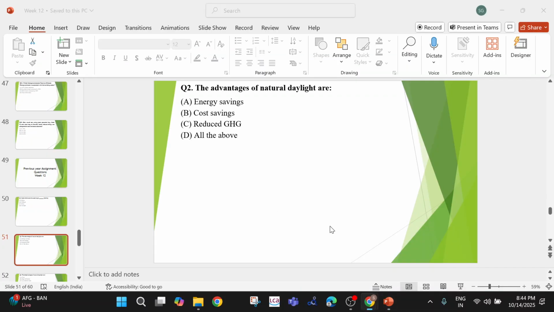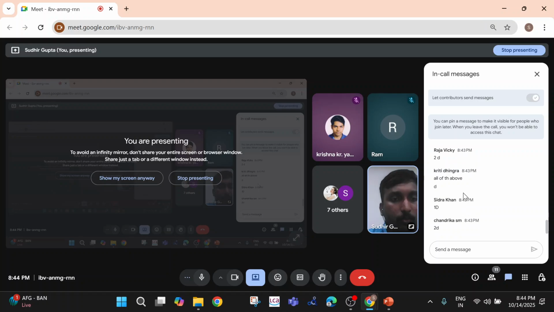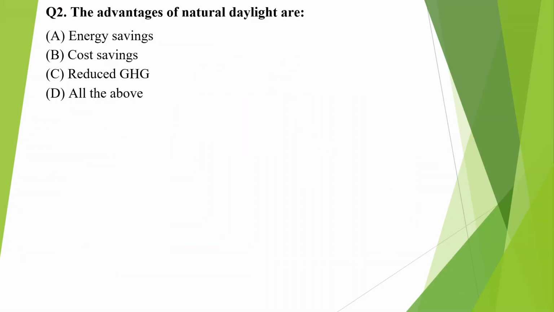A lot of people have given their answers, I can see. But who has given first? Vicky. Vicky has given first. Kirti then. Both of them joined later, but they are contributing a lot to the problem solving session. Sidra, Indrika, Silin, everyone has opted for option D, and everyone is correct. Option D is the correct answer: energy saving, cost saving, reduced greenhouse gas emissions. All these are advantages of natural daylight and will help you lower energy consumption.